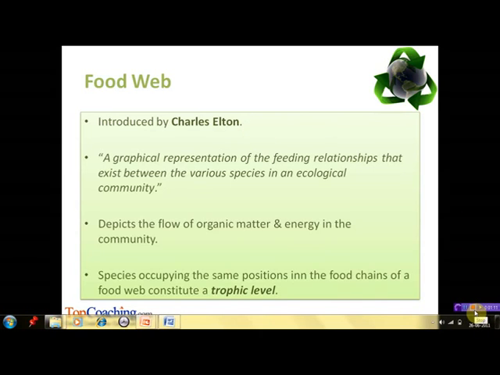For example, all the plants in the food chains in the food web will constitute the first trophic level of autotrophs, which are also known as producers. All the herbivores which directly feed on the producers, that is the green plants mostly, in the food web will constitute the second trophic level of primary consumers, and so on.